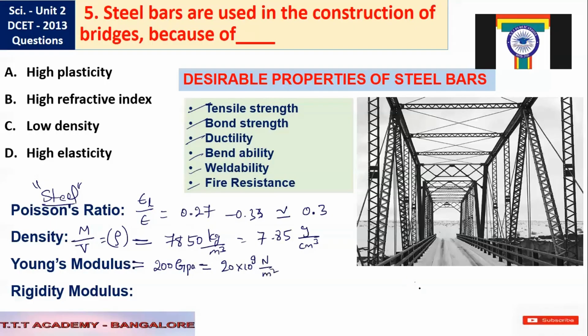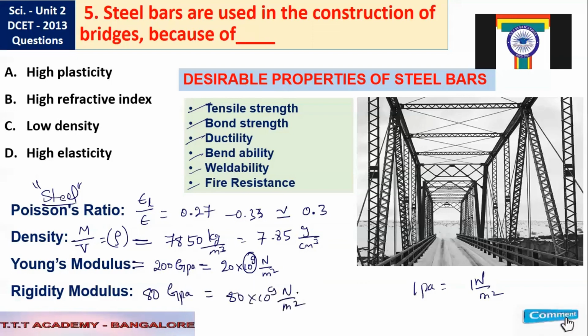We know that 1 Pascal is nothing but 1 Newton per meter square. So here G is expressed as 10 to the power of 9. Next, rigidity modulus is approximately equal to 80 GPa, which is nothing but 80 into 10 to the power of 9 Newton per meter square.